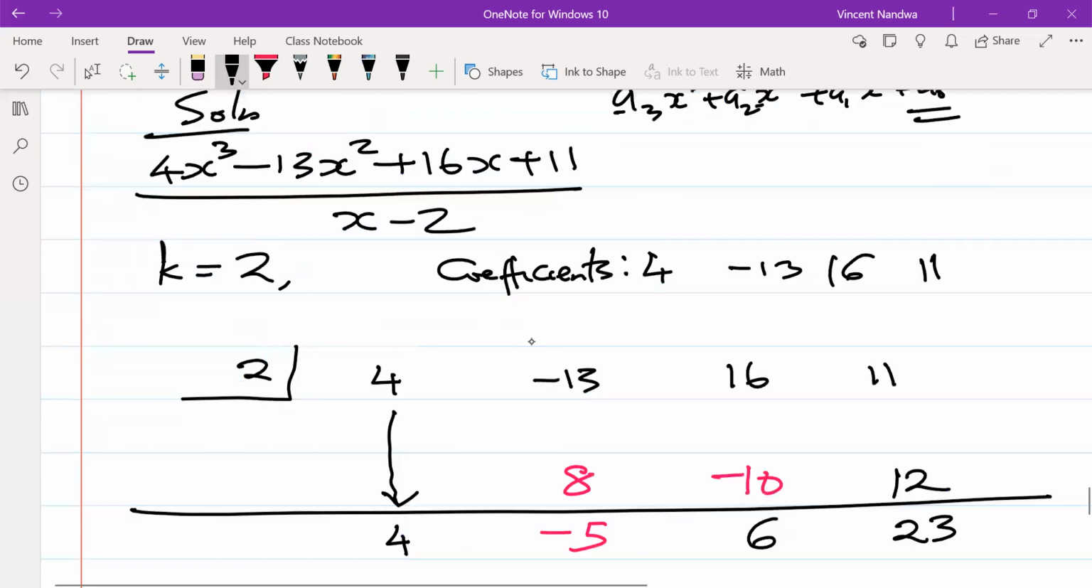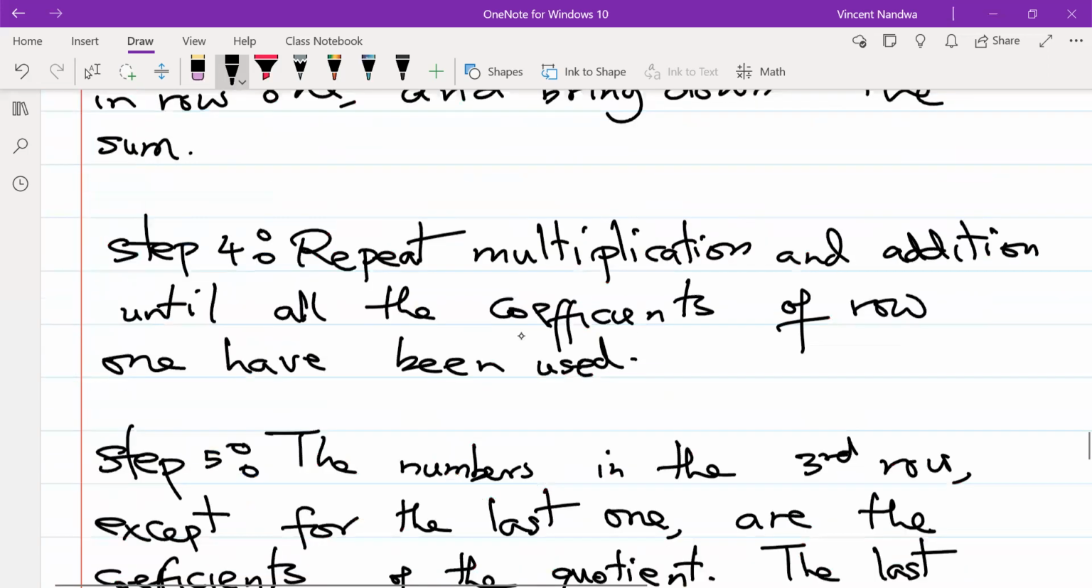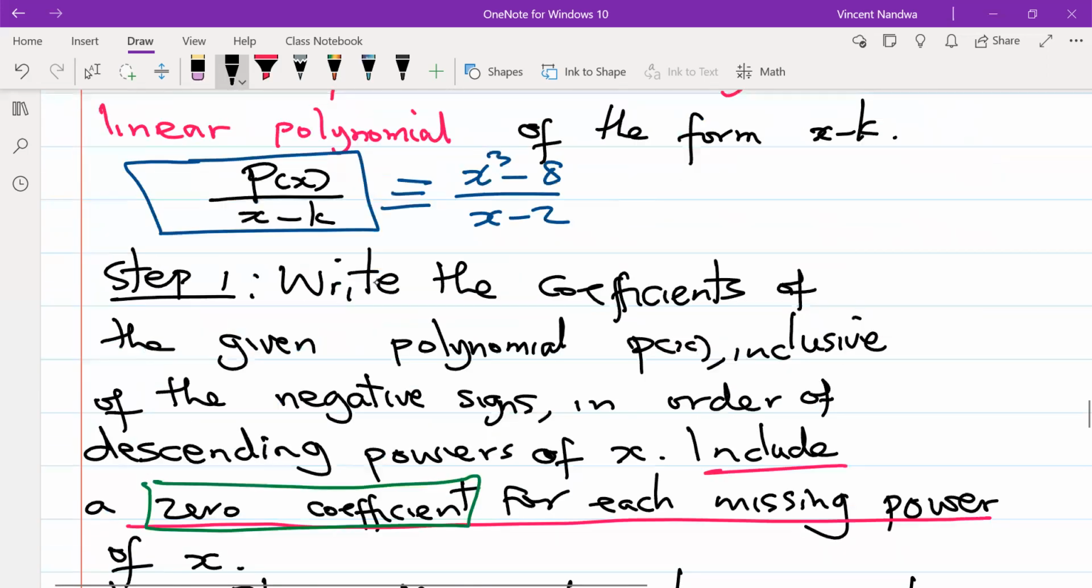Remember, in step 1 we said you write the coefficients of the given polynomial, including negative signs if there are any, and in order of descending powers of x. Then include a 0 coefficient for each missing power of x. So when x power 6 is the highest power in the polynomial, it means that it's a polynomial of degree 6. So we need to have a term in x power 5, x power 4, up to a sub 0.